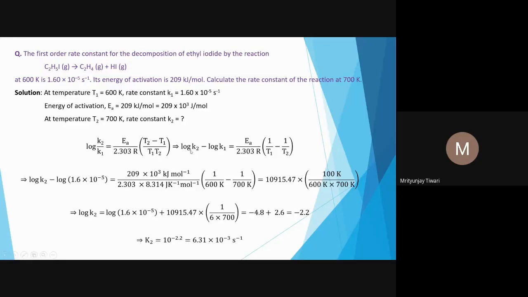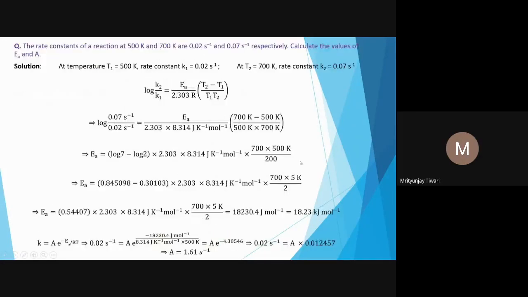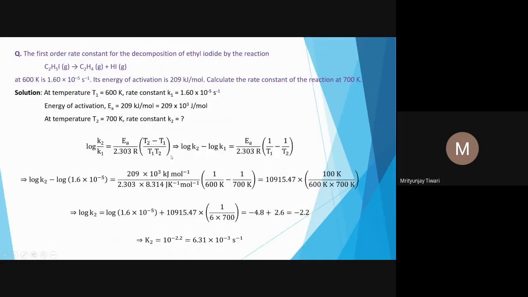So log K2 minus log K1 is equal to Ea upon 2.303 R, into (1 upon T1 minus 1 upon T2). Actually, we got this from the earlier form, so one can write this equation as well, or simply T2 by T1 minus T2. So it is T2 upon T1 T2 minus T1 upon T1 T2. So the T2 will be cancelled out in the first term, and it becomes 1 by T1, and in the next term the T1 will be cancelled out, so it will become 1 upon T2.